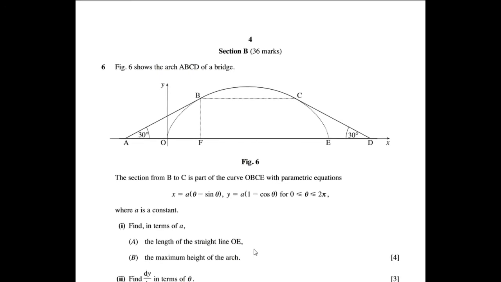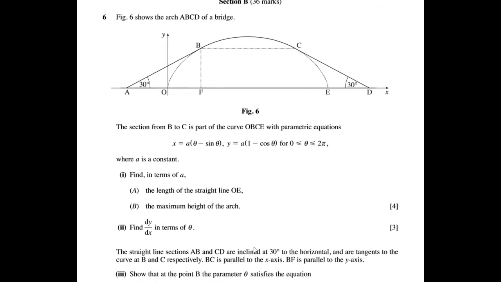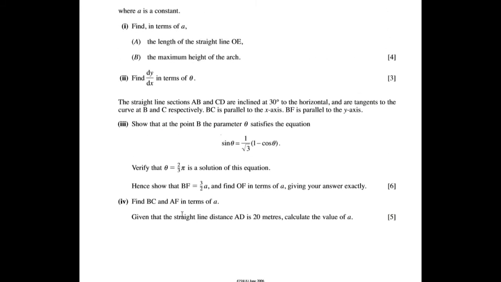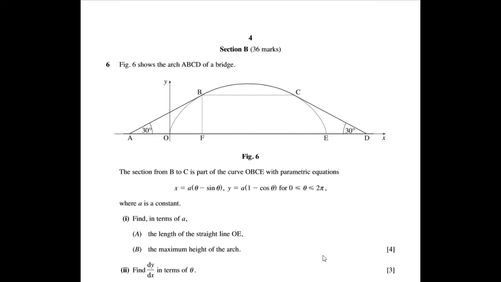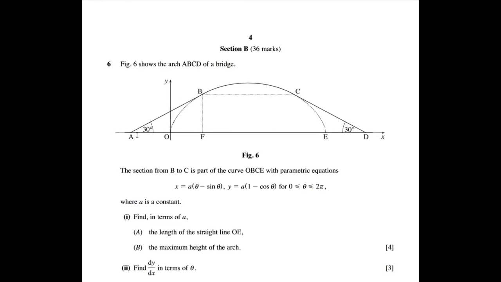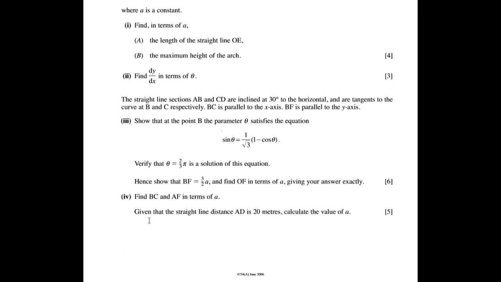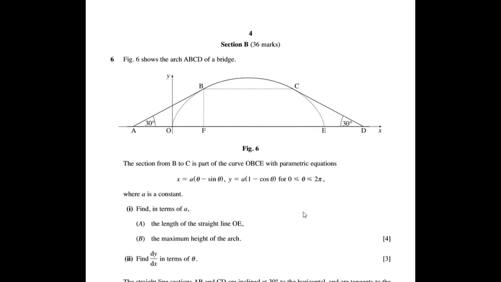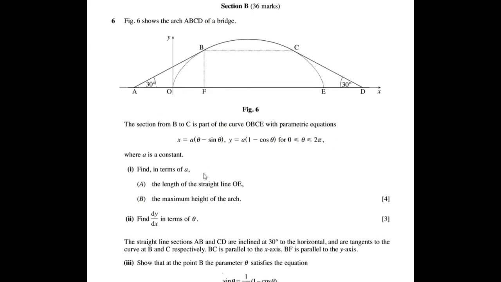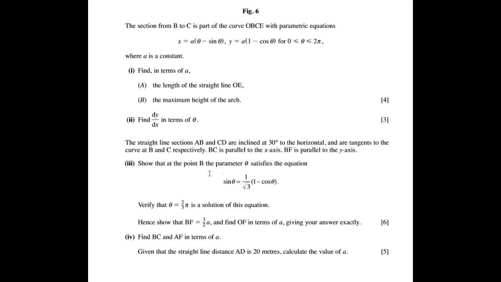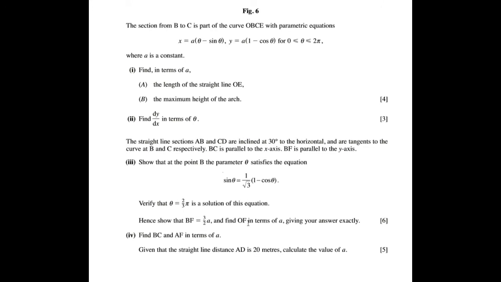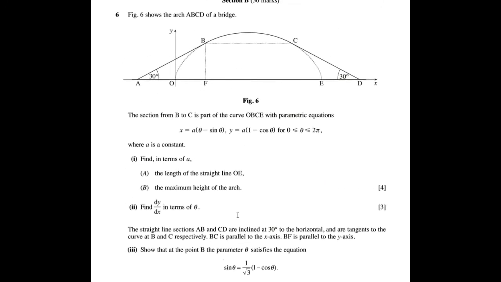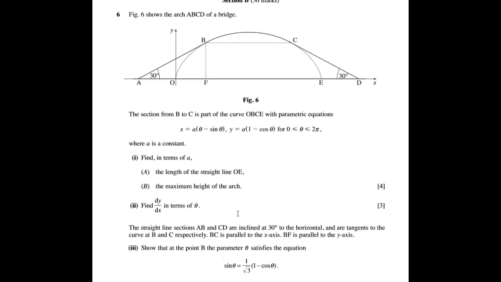Yeah, I can see how horrible this question actually looks when you're in a panic mode. And find BC and AF in terms of A. Given the straight line distance AD is 10 cm, calculate the value of A. This question is just too big. Okay, so let's get right into this question, because let's not waste any time.